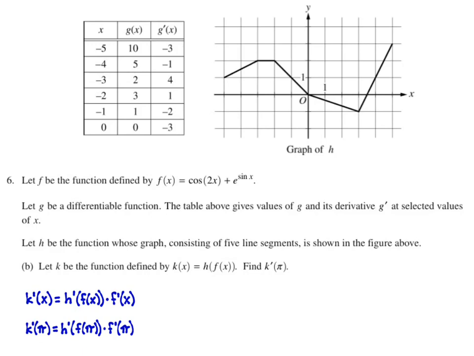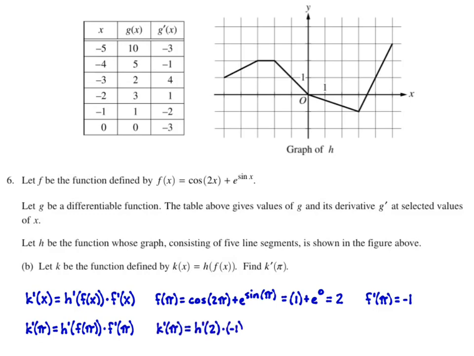So we have to figure out what f of pi is. Well, f of pi is going to be a result of plugging pi into our equation here. So just doing that off to the side, we've got cosine of 2 pi plus e to the sine of pi. That simplifies to 1 plus e to the 0, or just 2. And then we knew from the previous part A that f prime of pi is negative 1. So we can take that and plug it in to our k prime function. And so now we have h prime of 2 and then times negative 1.